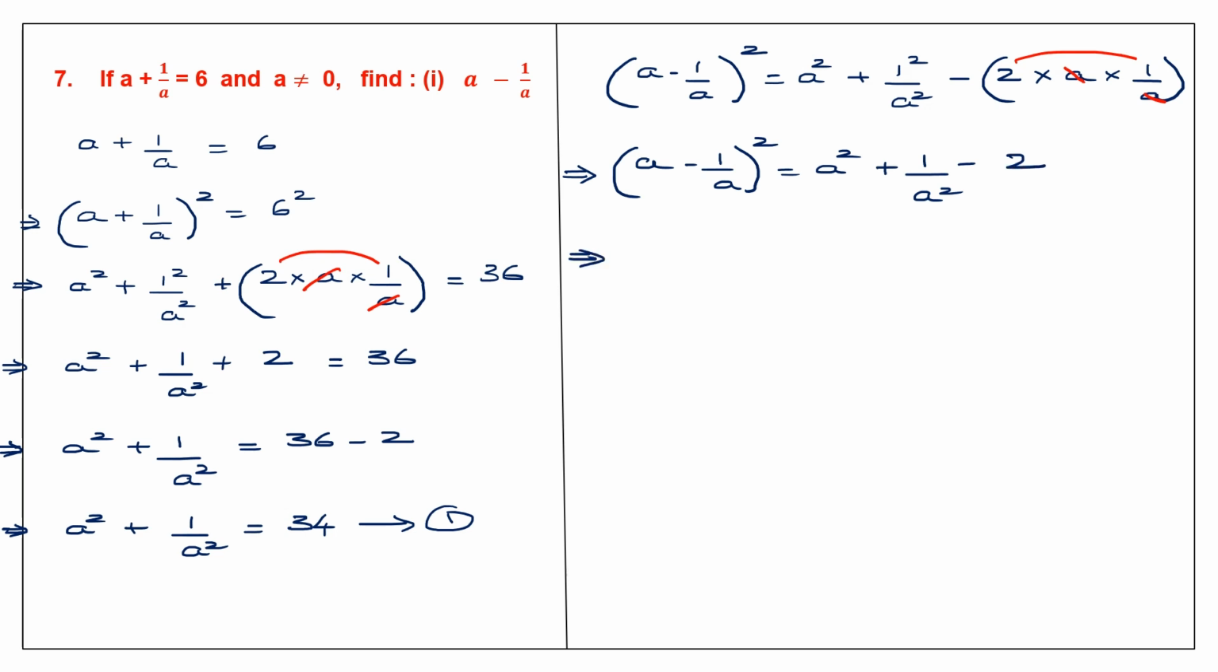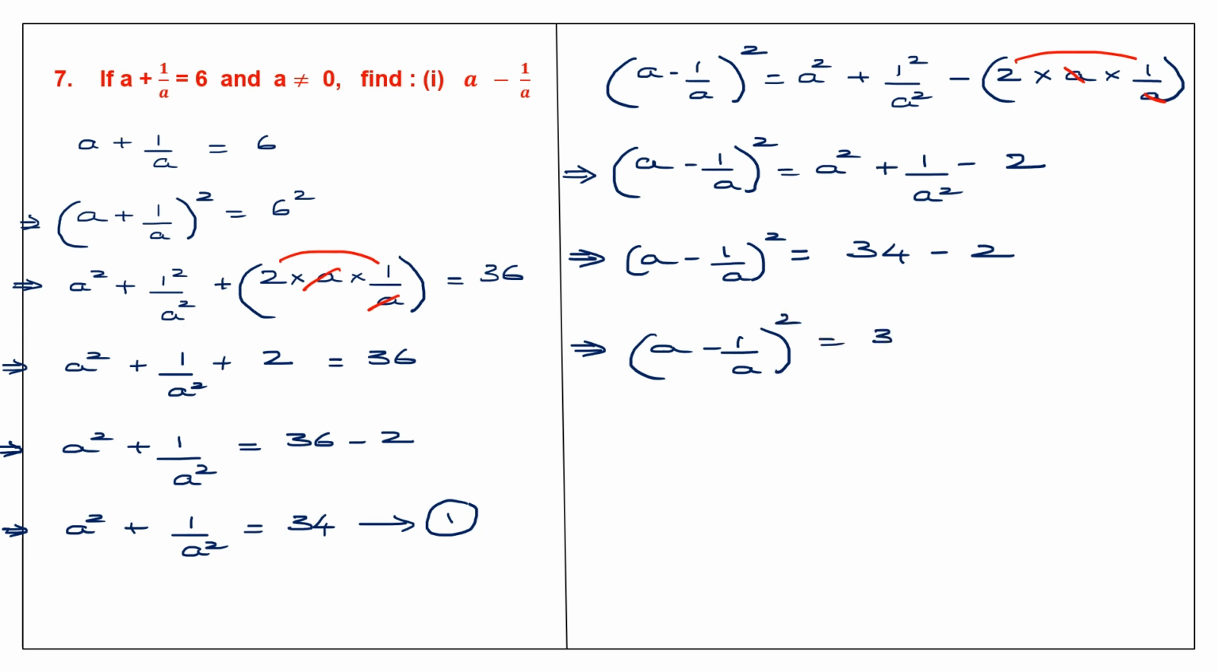Then a minus 1 by a, the whole square, is equal to, now here we have a square plus 1 by a square. Now from equation 1, let's take the 34. Why are we taking 34? Because a square plus 1 by a square is 34. We're going to substitute it here. So this is 34 minus 2. So a minus 1 by a, the whole square, is 34 minus 2, which is 32. Now we need to find only a minus 1 by a. That means we need to get the square root of 32.